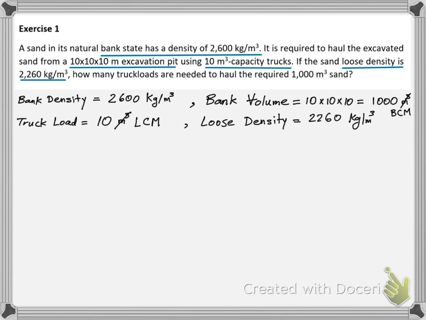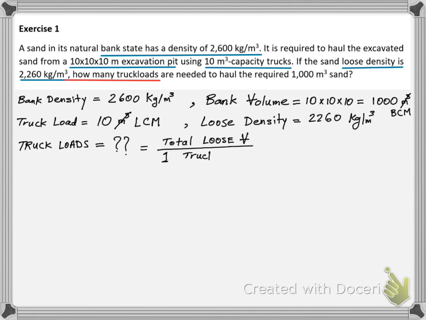Now what's required here is how many truckloads are needed to hold that 1000 cubic meters, which here we know are bank cubic meters. Now truckloads, we can calculate these as the total loose volume divided by one truckload, which is also 10 loose cubic meters. So the whole idea is to calculate now the total loose volume.